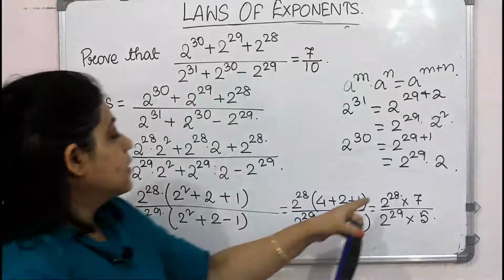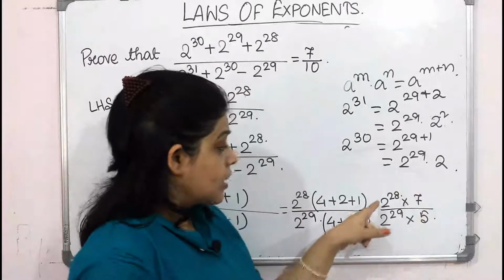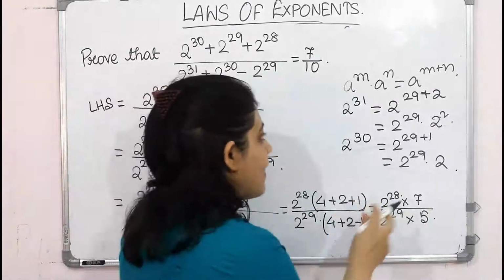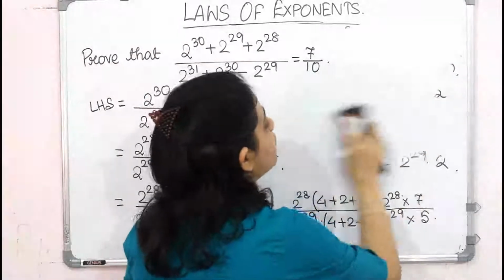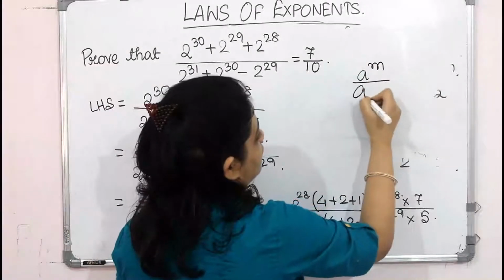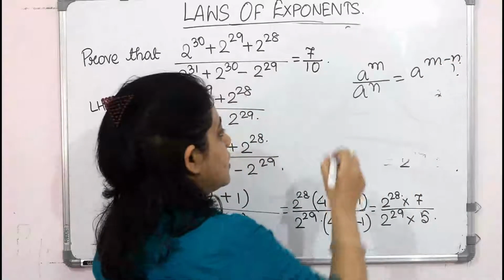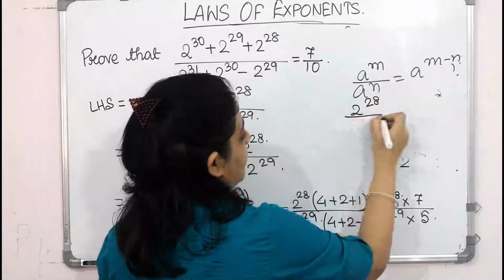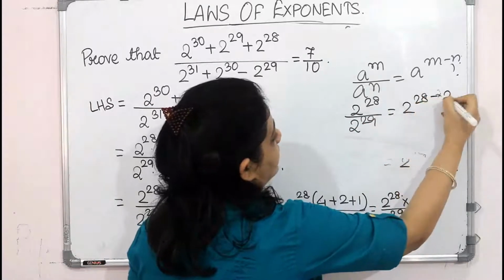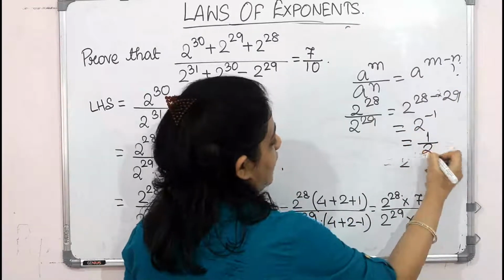Okay. Now 7 by 5 let us leave as it is. Now 2 to the power of 28 by 2 to the power of 29. Both of them have the same base. So what formula will you apply for this? You can write a to the power of m by a to the power of n equal to a to the power of m minus n. So here 2 to the power of 28 by 2 to the power of 29, I can write as 2 to the power of 28 minus 29. So that is 2 to the power of minus 1. So this can be written as 1 by 2.